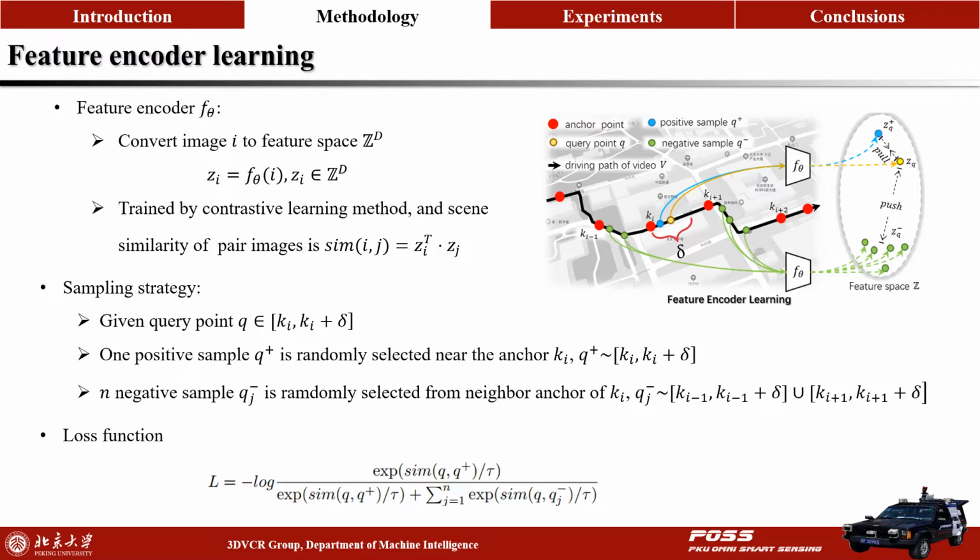For contrastive learning, the sampling strategy is, given a query point Q, its one positive sample Q plus is randomly selected near the anchor Ki, and its negative sample Q minus is randomly selected from a neighbor anchor of Ki. And the loss function is defined as the InfoNCE loss.